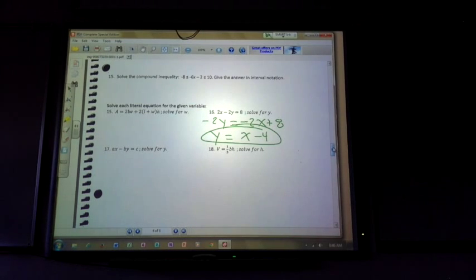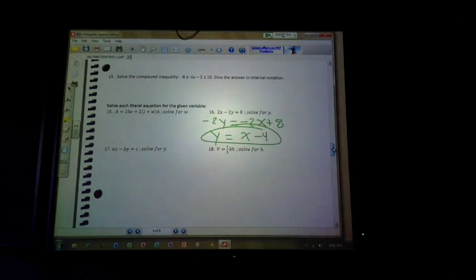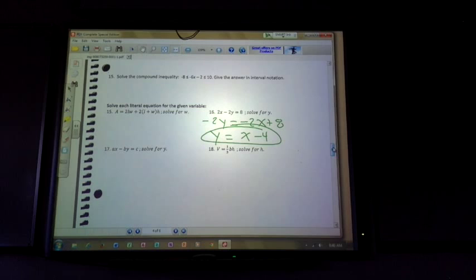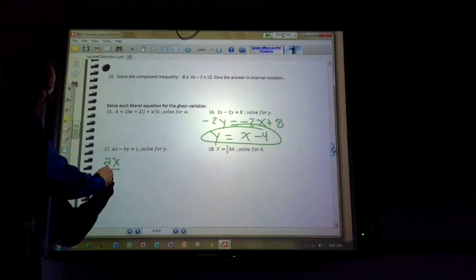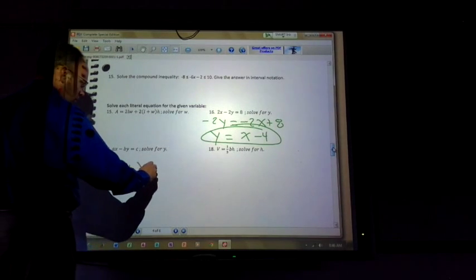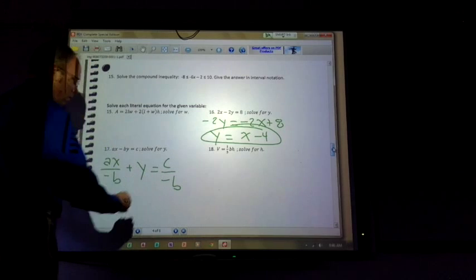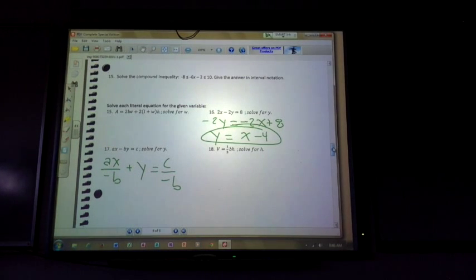Solving for y, number 17. What should we do? Divide. Where are you getting a 3 on number 17? Divide by B. Divide by negative B. I like it. Okay, so divide everything by negative B. Okay. I get that. That's kind of cool.